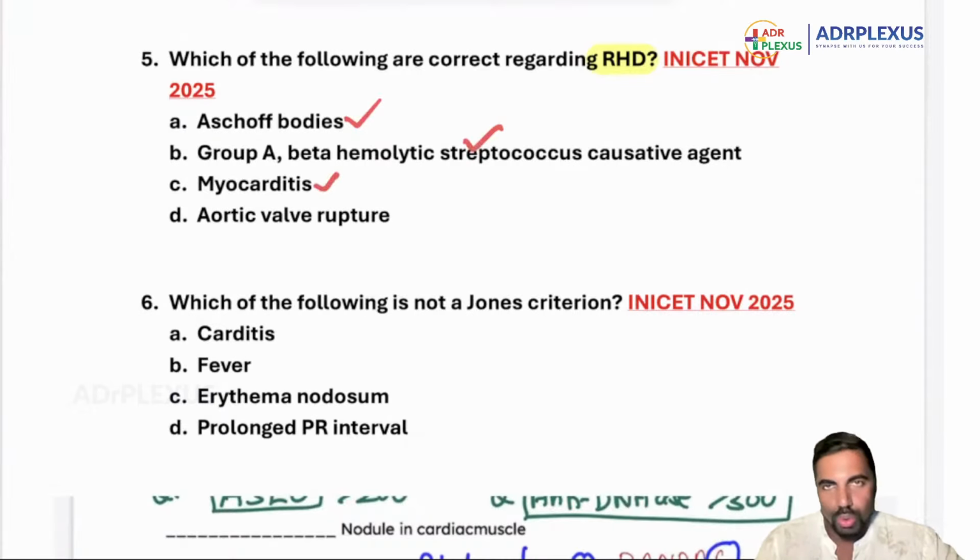Myocarditis, yes, the whole heart is affected, we told. The entire heart: endocarditis, myocarditis, pericarditis, all are affected. Aortic valve rupture, no, we never read anything like that. If that was given in the option, that is not there.